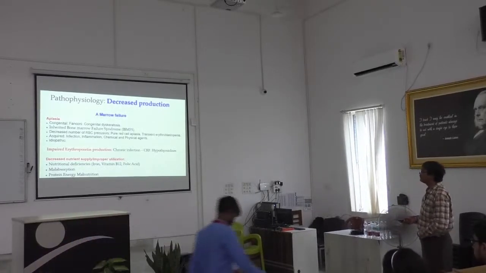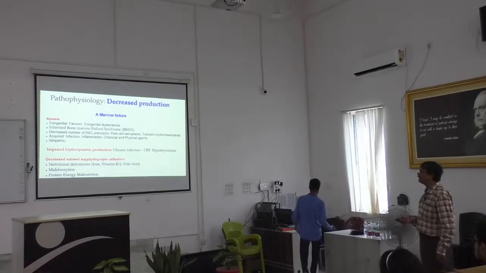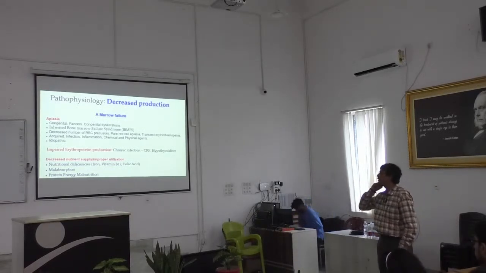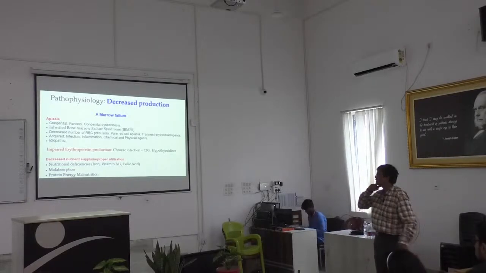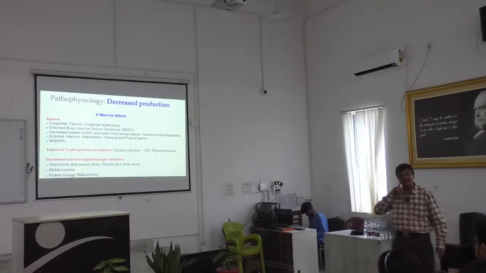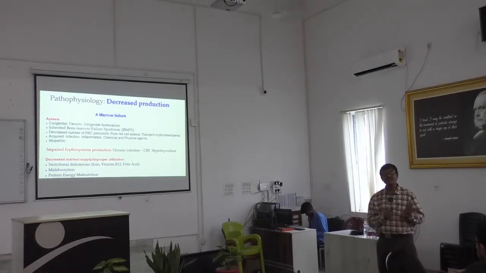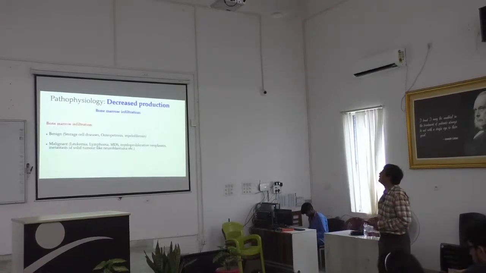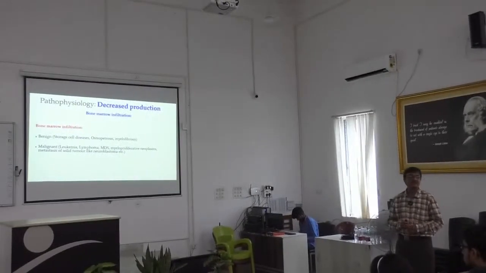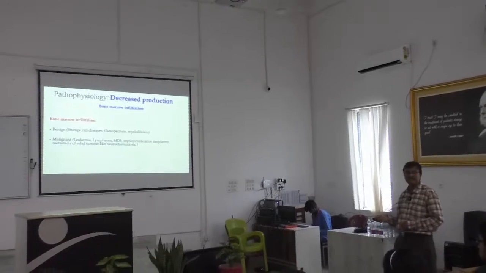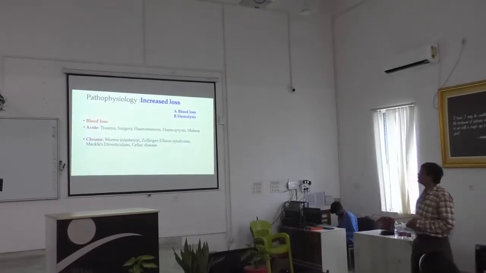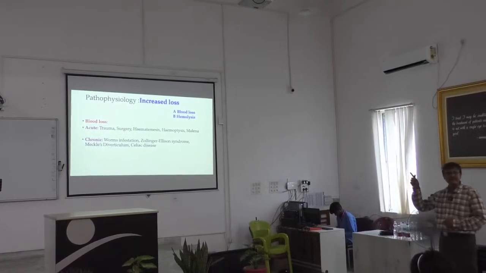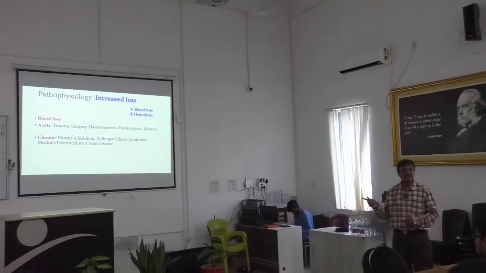So impaired erythropoietin production due to chronic infection will come later, and decreased nutrient supply may be due to nutritional deficiency or excess loss by malabsorption, like again protein energy malnutrition. So all these 3 factors operate in decreased production, and the last one is bone marrow infiltration by storage disease and malignancy. Blood loss may be acute and chronic. Blood loss means extravascular, hemolysis means intravascular, and the third one is hypersplenism. These are the 3 mechanisms, right?